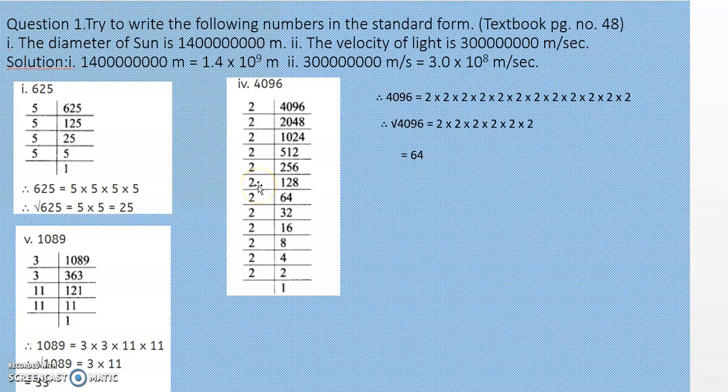In the same way, this is a big number, so you do it this way. How many 2's are there? 1, 2, 3, 4, 5, 6, 7, 8, 9, 10, 11, 12. 12 2's are there. So if you put under root from 12, how many 2's will come out? 6. So that is 1, 2, 3, 4, 5, 6.